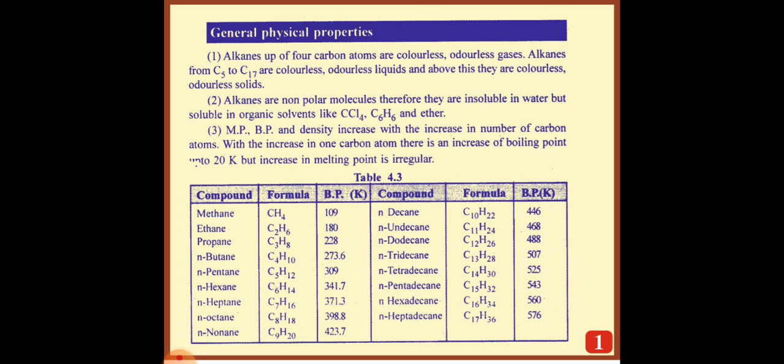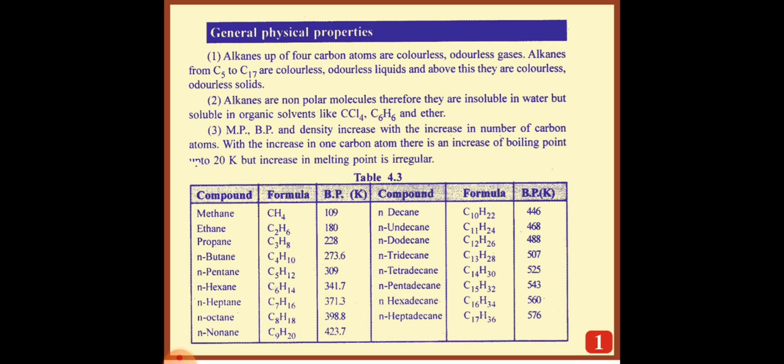Alkanes up to 4 carbon atoms are colorless, odorless gases. Alkanes from C5 to C17 are colorless, odorless liquids, and above that they are colorless, odorless solids. Alkanes are non-polar molecules, therefore they are insoluble in water but soluble in organic solvents like CCl4, benzene, and ether.